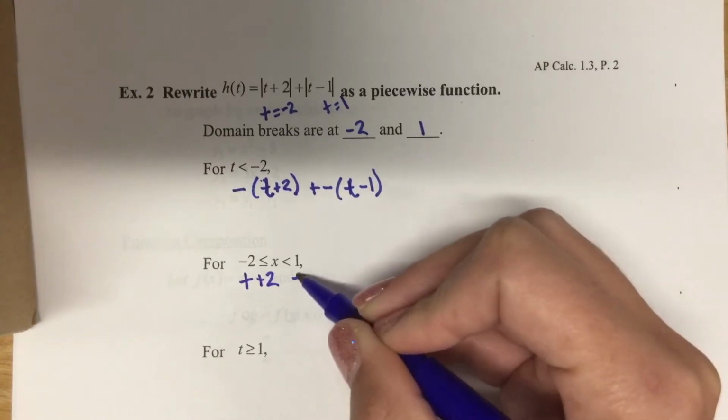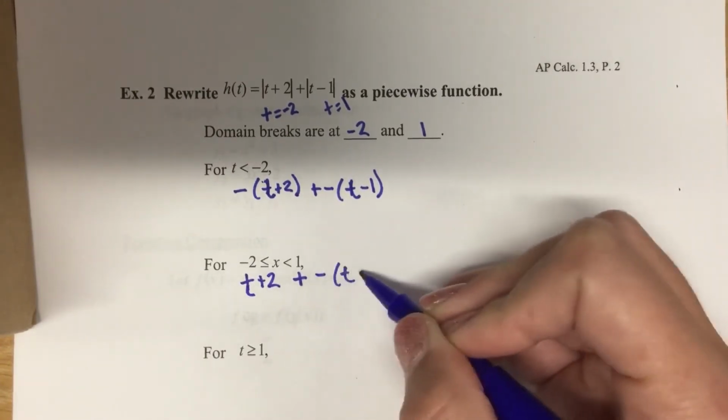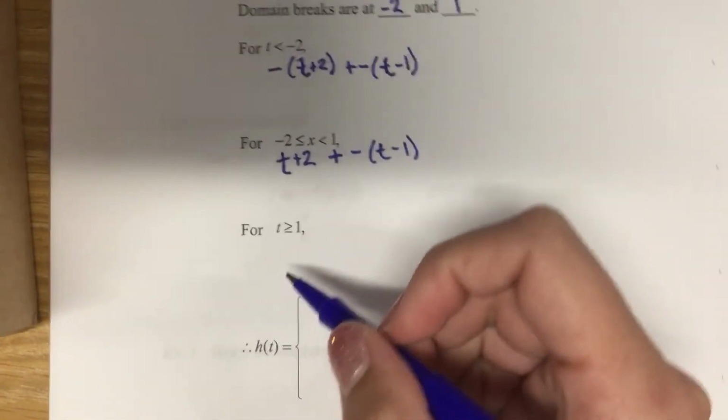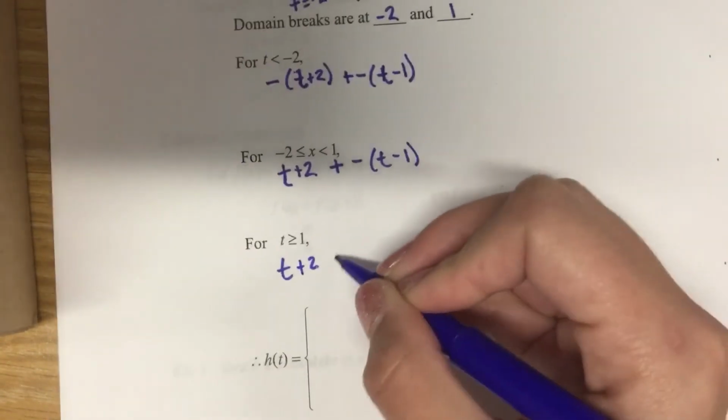However, the t minus 1 has to stay negative. But then for everything greater than or equal to 1, that means that we've passed them both. So they both can become positive.